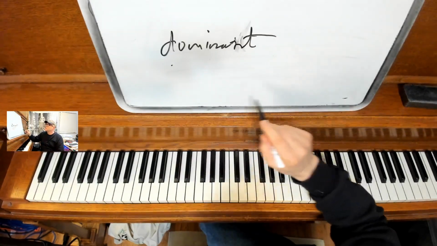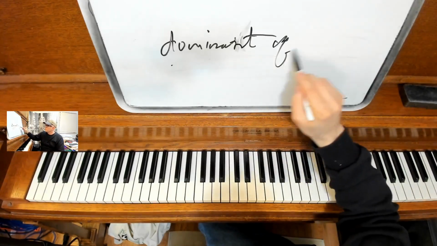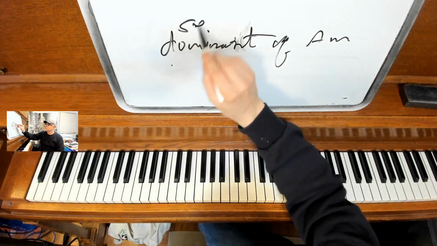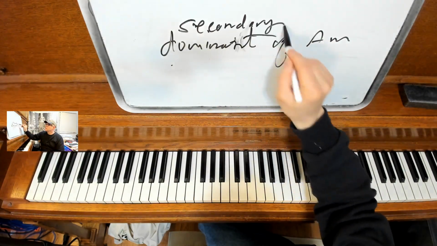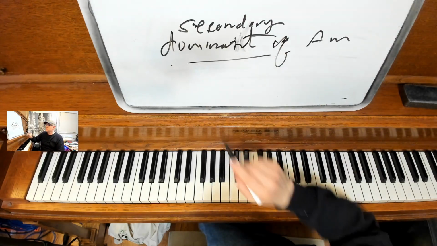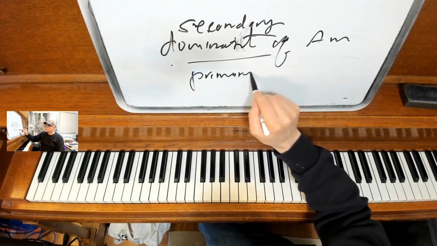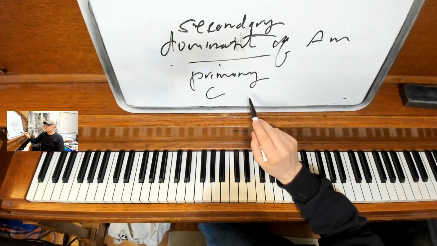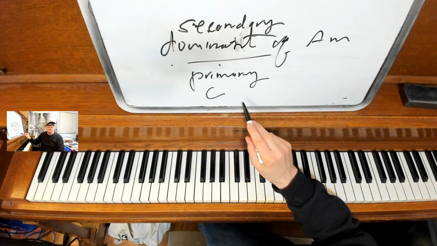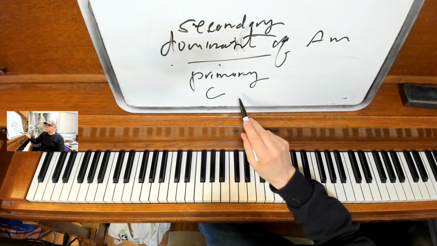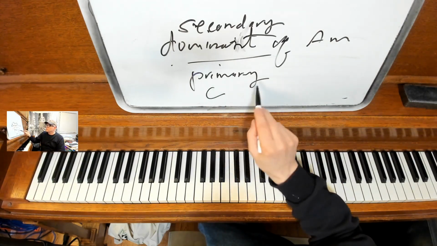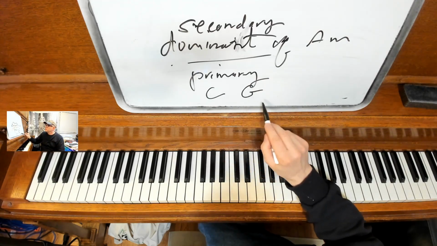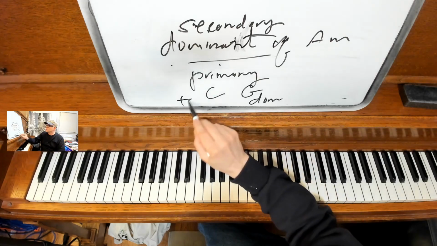The dominant of A minor. And it's called a secondary. It's a secondary dominant. Why secondary? Because the primary chords are C and G, and the dominant in the primary key is G. That's the dominant chord. This is the tonic.